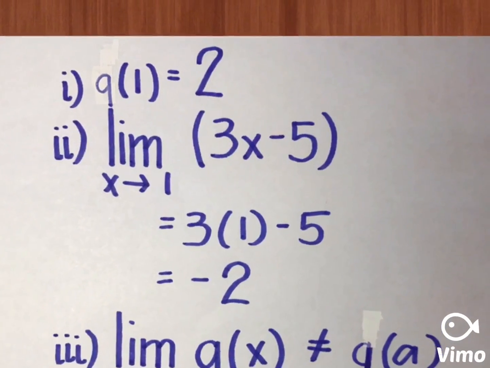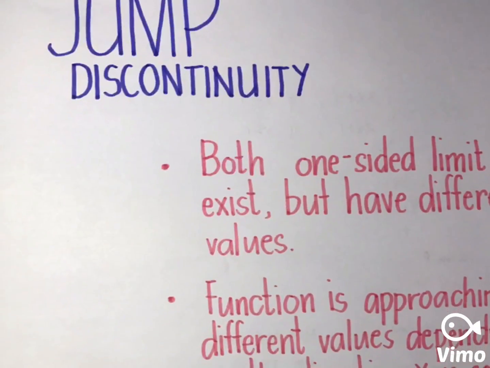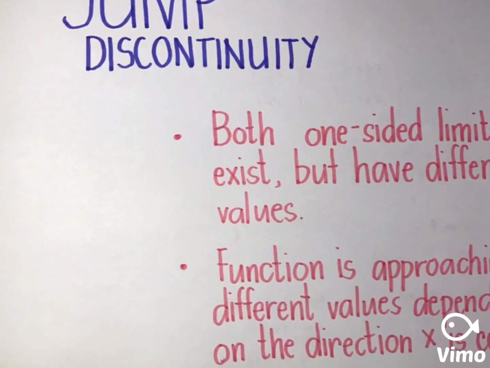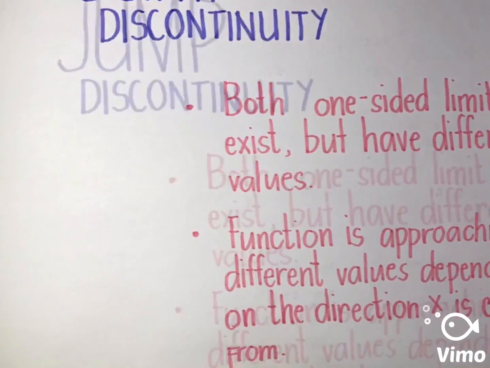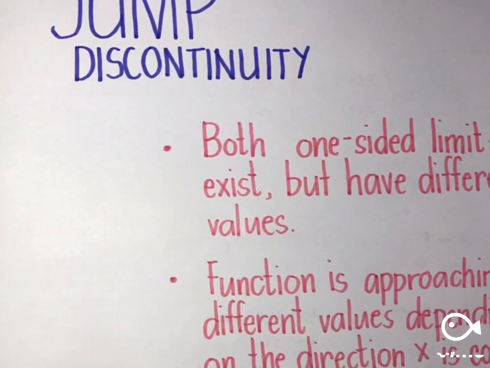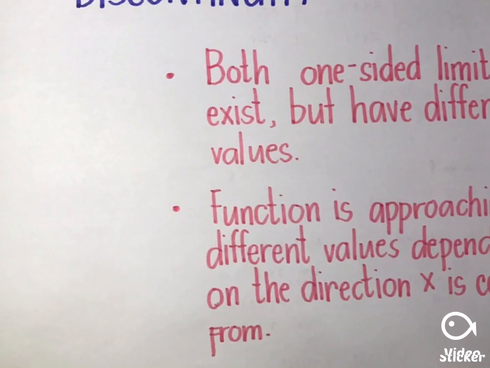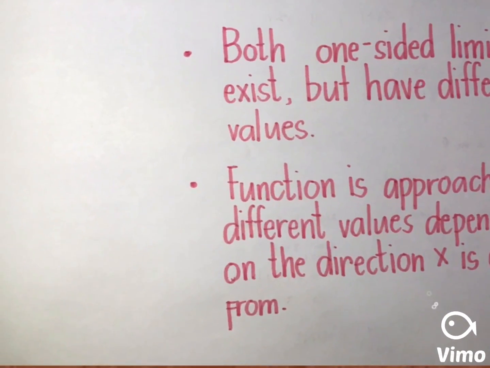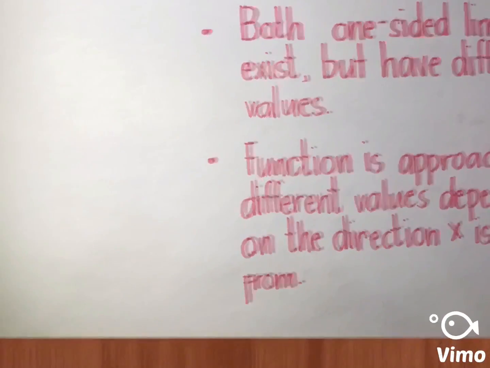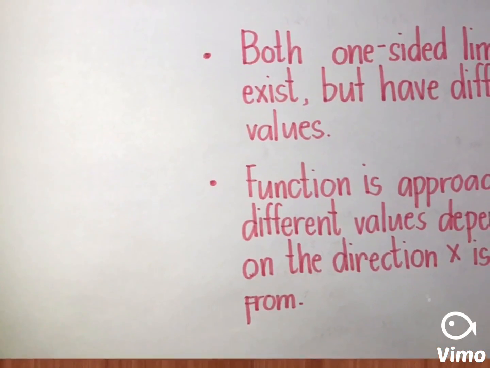The second type of discontinuity is essential discontinuity. Under essential discontinuity are jump discontinuity. Jump discontinuity means both one-sided limits exist but have different values, and the function is approaching different values depending on the direction x is coming from.